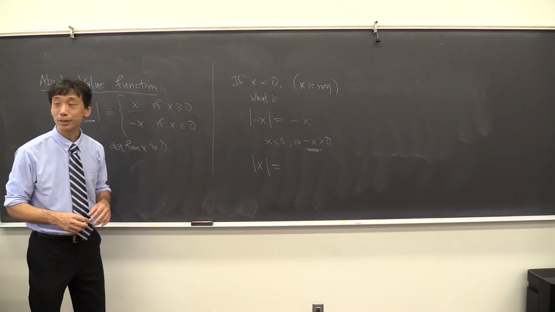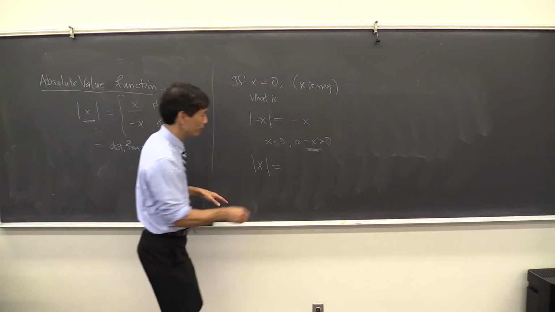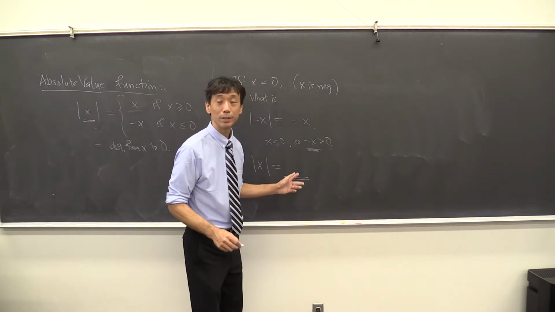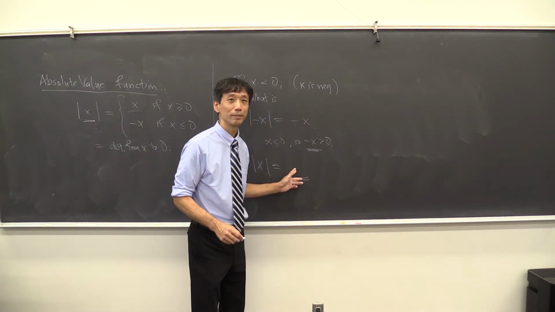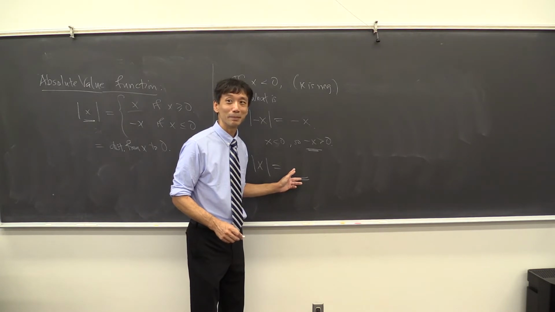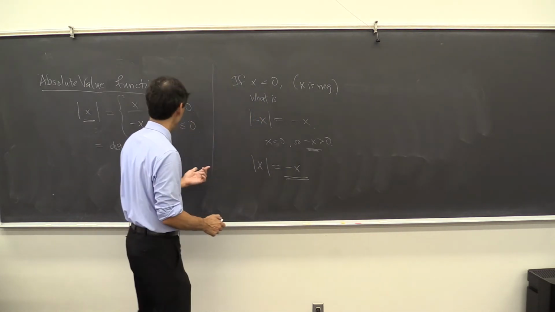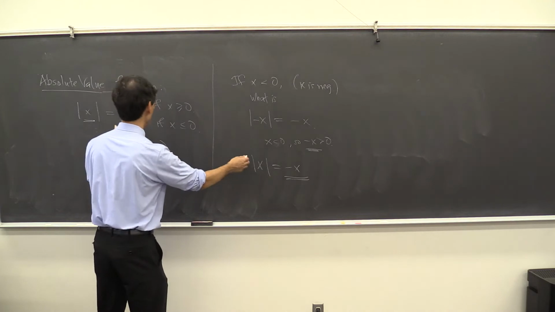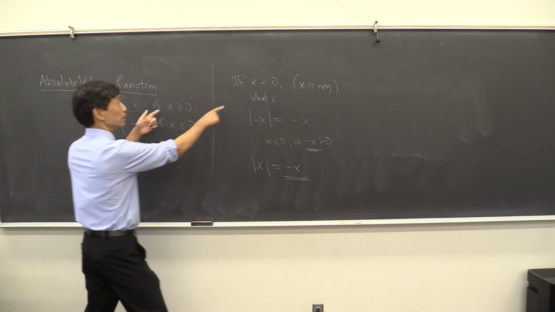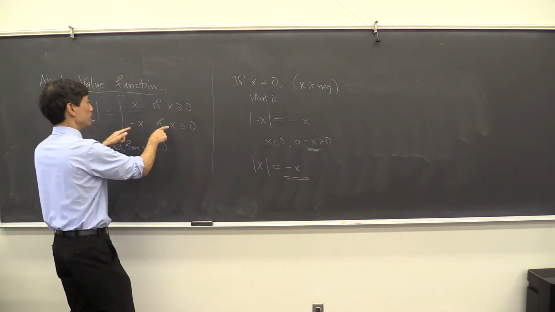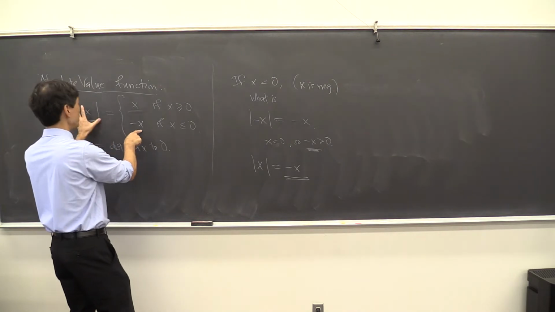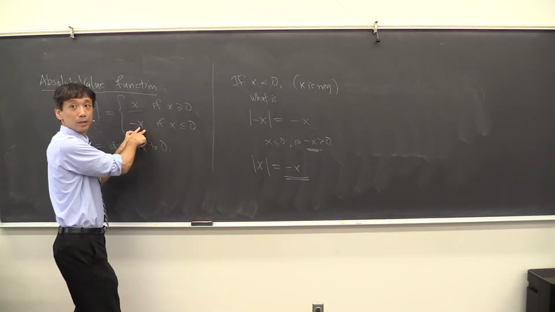Okay, would somebody like to tell me what I should write here? What is it? So it would be negative x, right? Why? Because what's the definition? This number is negative already, so the absolute value of it will be negative it, right?